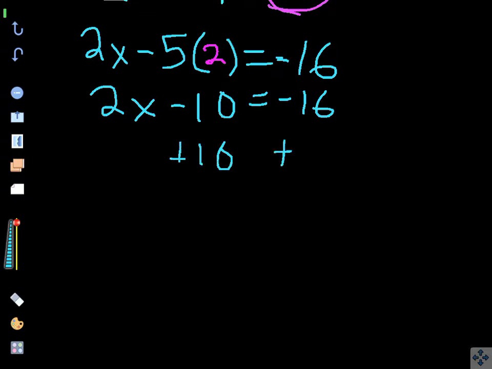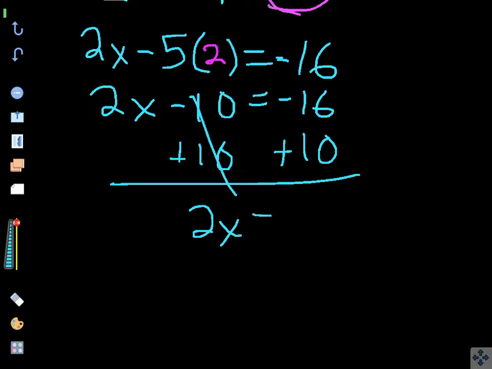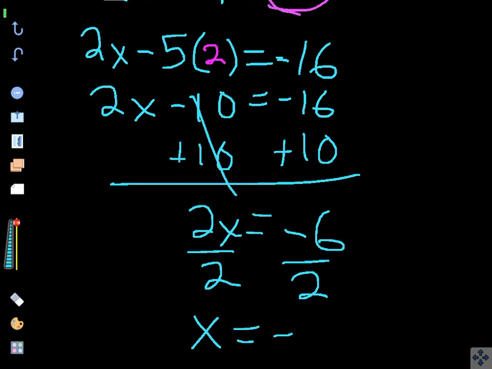So we'll move the constants. And be careful with your signs. Negative 16 plus 10 is negative 6 because the sign goes with the larger number, which would be 16. And then last step, divide by the coefficient. So we get x equals negative 3.